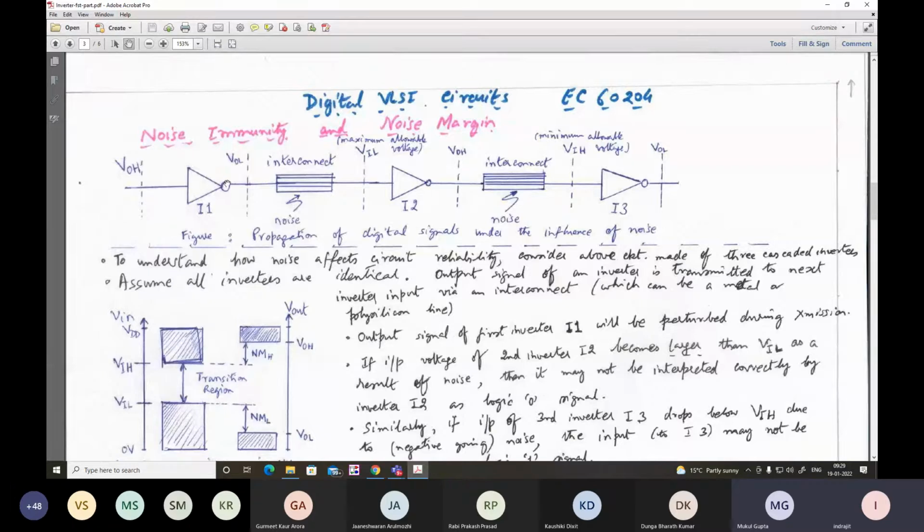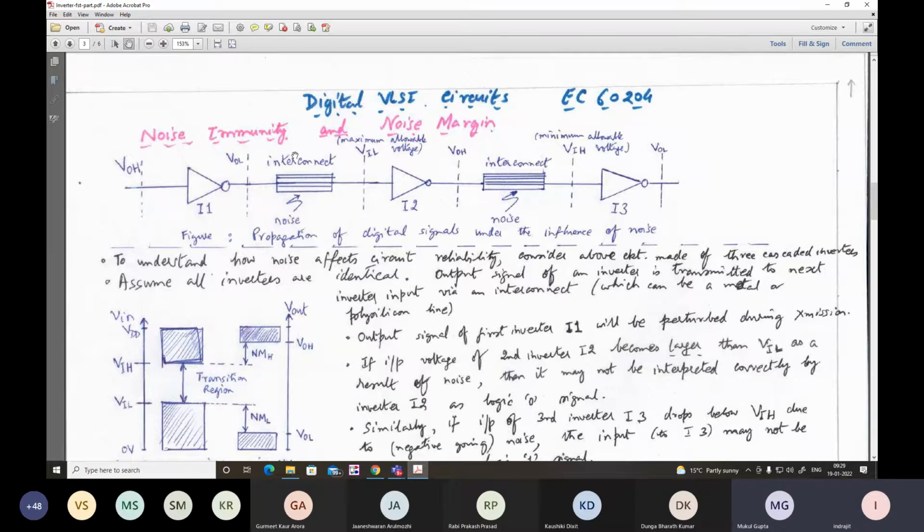So you have an inverter I1. Before the signal encounters a similar circuit, it will pass through an interconnect. This interconnect can be built of polysilicon, or can be made of metal, whatever. But due to the neighboring lines, passing vertically or horizontally in various directions, it will induce some voltage.